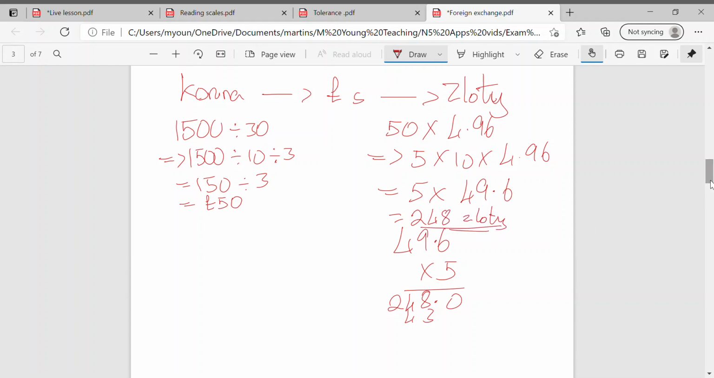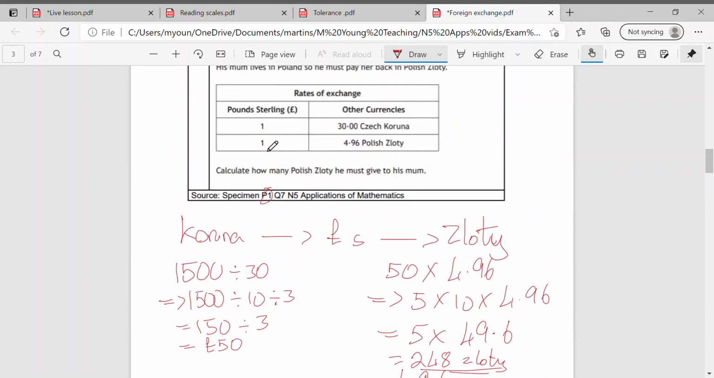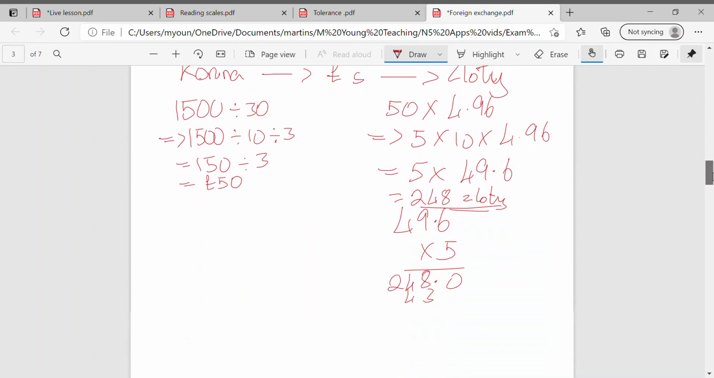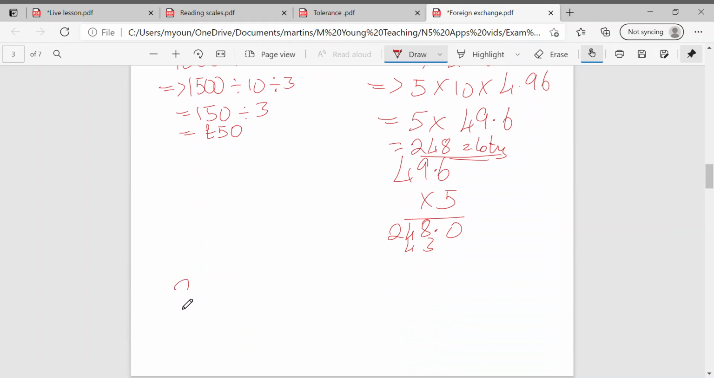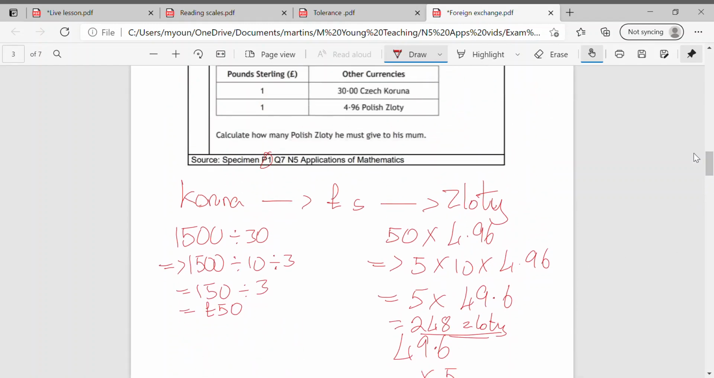And just to make that clear, that was the question, that's how much he's given back to his mum, so I'm just going to put that down the bottom. Okay, so that's again another question that's using that linking step, using pounds, going into pounds to then go into another foreign currency. So if you're expected to go from one foreign currency into another foreign currency, you usually have to change into pounds first.